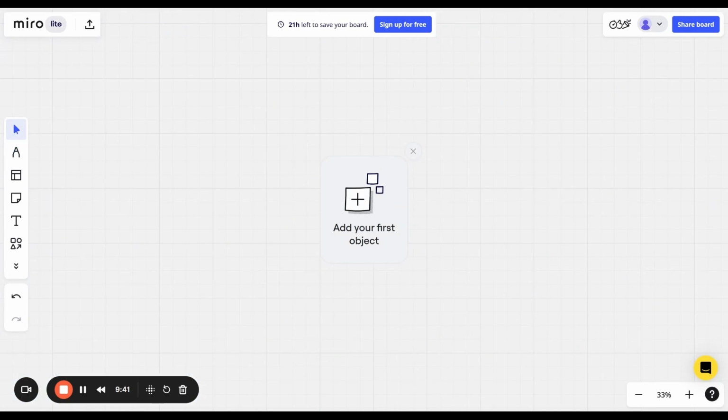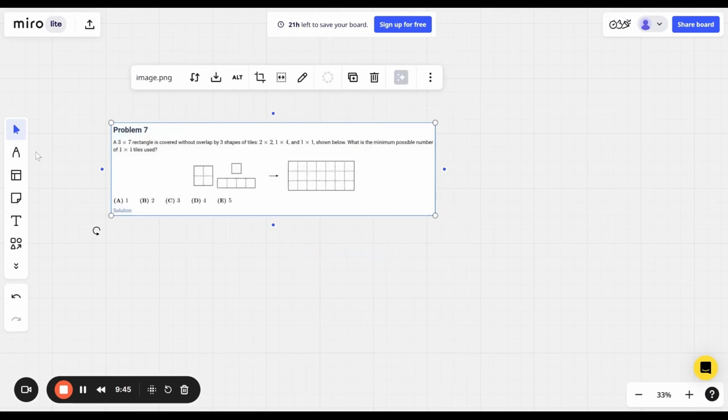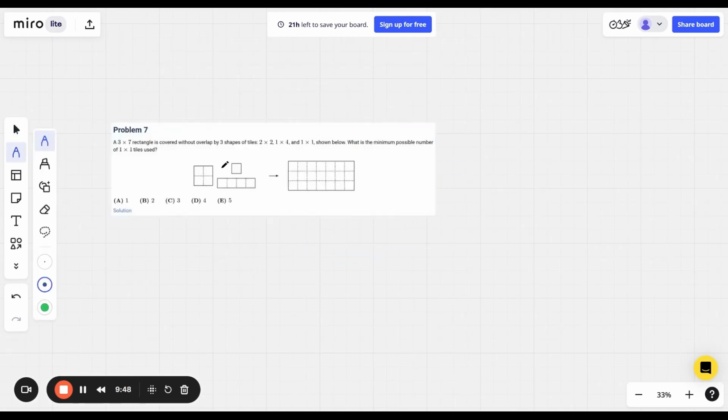Problem 7. A 3 by 7 rectangle is covered without overlap by 3 sheets of tiles. What's the minimum number of 1 by 1 tiles used? So, this one just finds a construction, right? This one's 7 here and then 3 here. And then we have 2 by 2, 4 by 1.